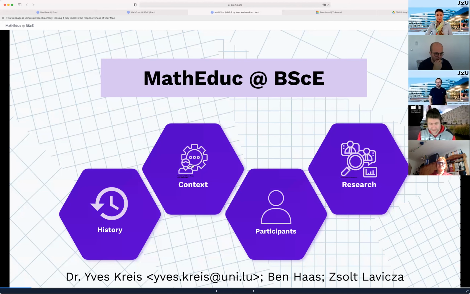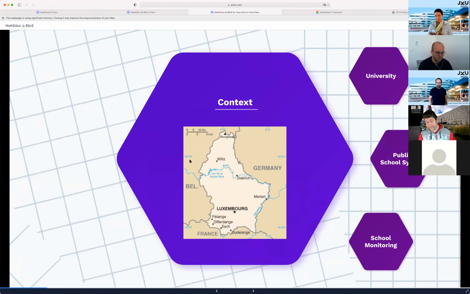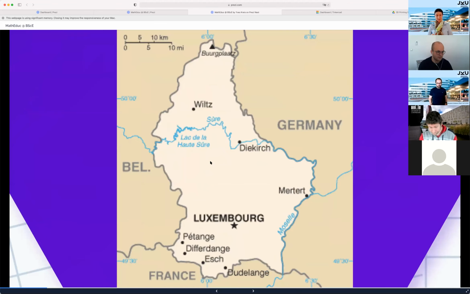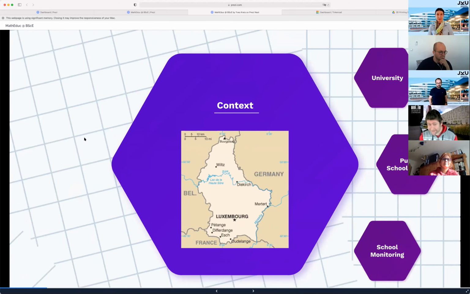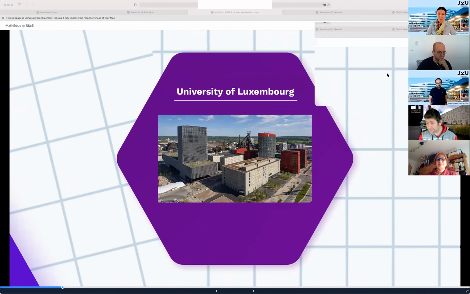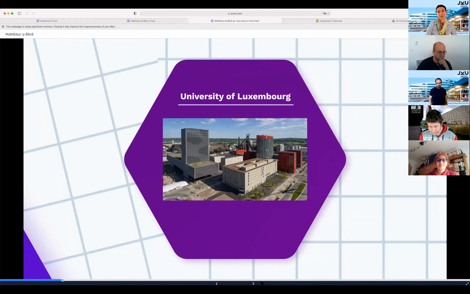So the context is that we are in Luxembourg, a very small country in between Belgium, Germany, and France. We are a very small country with only 625 thousand people living here. And our university is a university of the 21st century. We have only been founded in 2005, so we are a very, very young university.